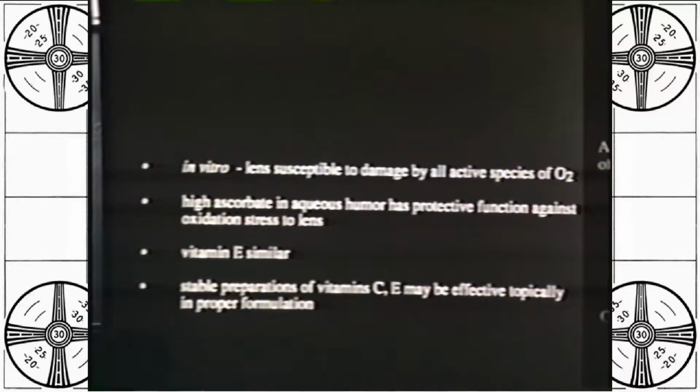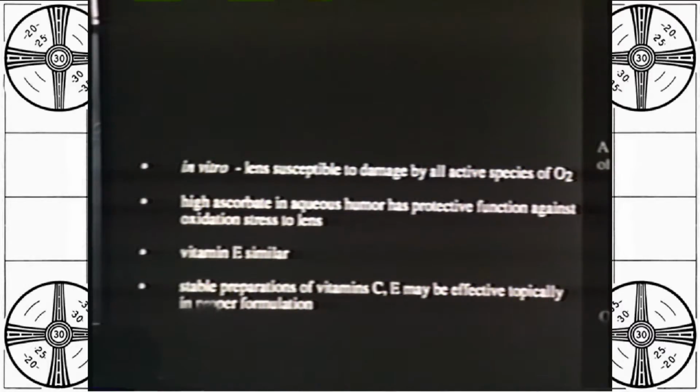So basically, in vitro studies showed that the lens was susceptible to damage by oxygen. High vitamin C levels in the aqueous had a protective function against the stress on the lens. Vitamin E was similar, and possibly we should develop topical drops of vitamin C and E.